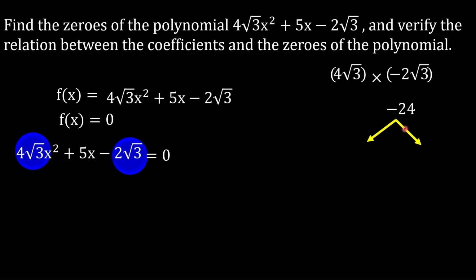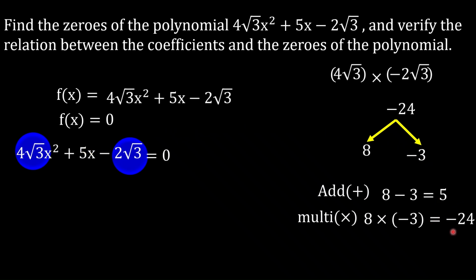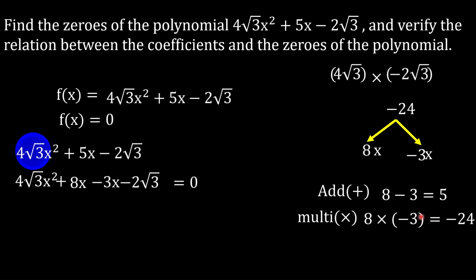Now we look at the middle term, which is 5x. We need two numbers whose product is minus 24 and whose sum is plus 5. Those numbers are plus 8 and minus 3, because 8 minus 3 equals 5 and 8 into minus 3 equals minus 24. So we split the middle term. 5x becomes 8x minus 3x. Now the equation becomes 4 root 3 x square plus 8x minus 3x minus 2 root 3.